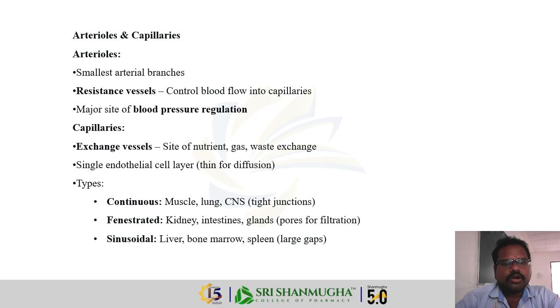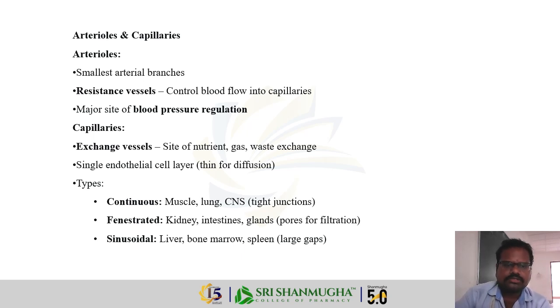Then arterioles and capillaries. The arterioles are the smallest arterial branches, which generally control the blood flow into the capillaries. The major site of blood pressure regulation happens in the arterioles only. So this is the major part which regulates the blood pressure.